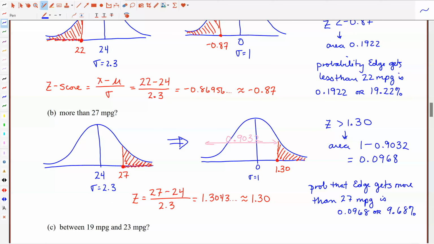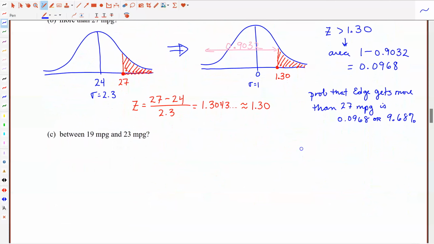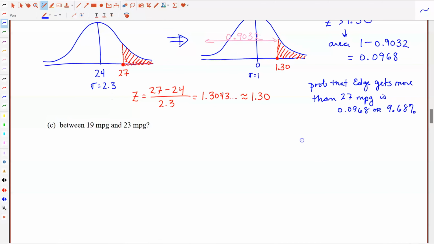All right, very good. Let's take a look at another one. What's the probability that your Ford Edge gets between 19 miles per gallon and 23 miles per gallon? All right, so again, let's start with a sketch.